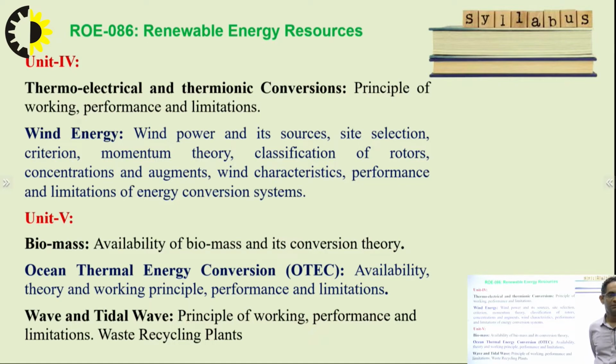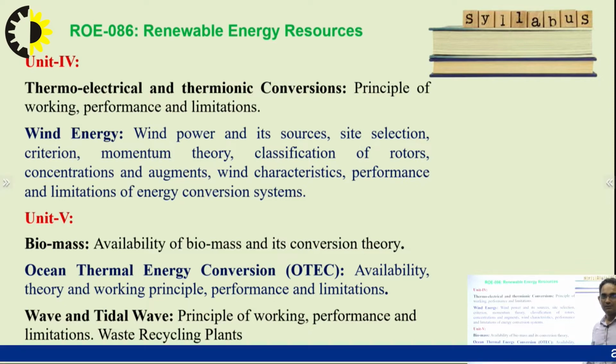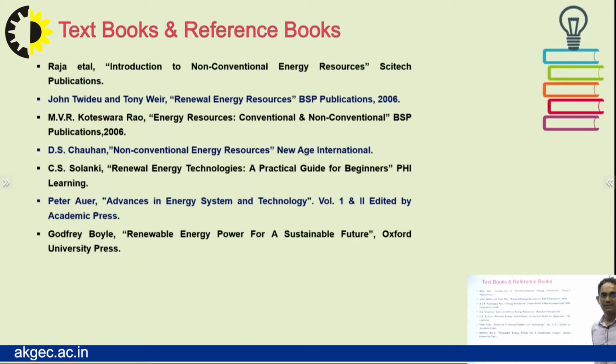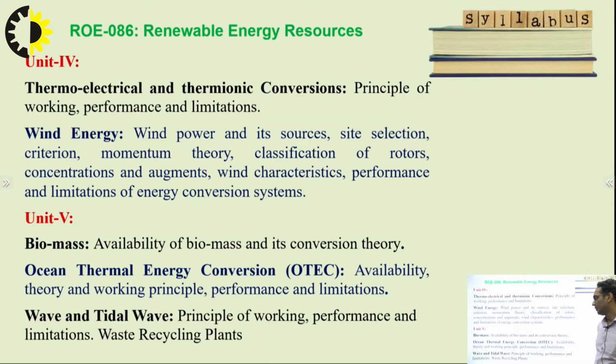Next is unit 5. Unit 5 is biomass, that is the availability of biomass and its conversion theory. Then ocean thermal energy, that is OTEC, ocean thermal energy conversion. This is also a very interesting topic: its availability, where this ocean thermal energy is situated, where we can find it, and then the theory and working principle, performance and limitations.